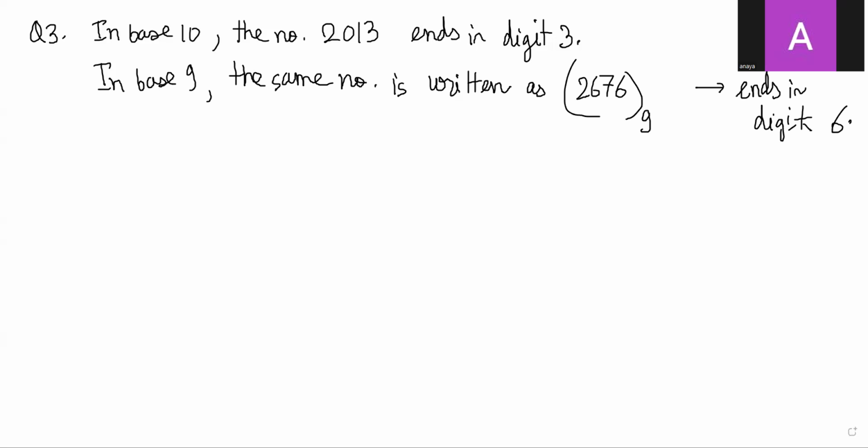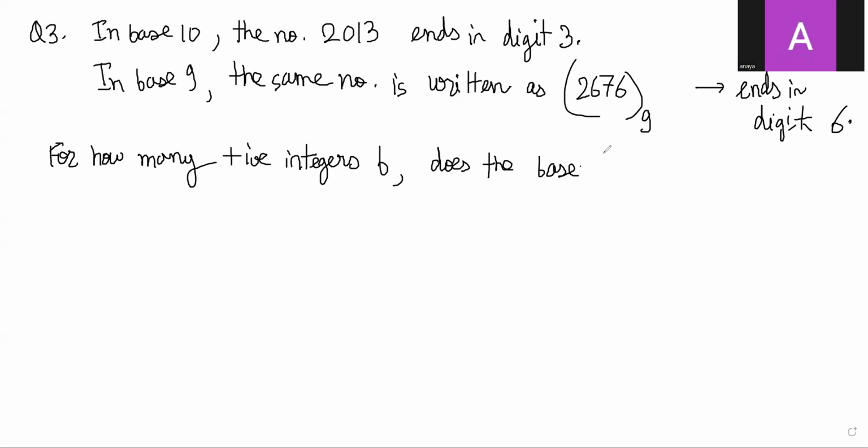For how many positive integers b does the base b representation of 2013 end in the digit 3?